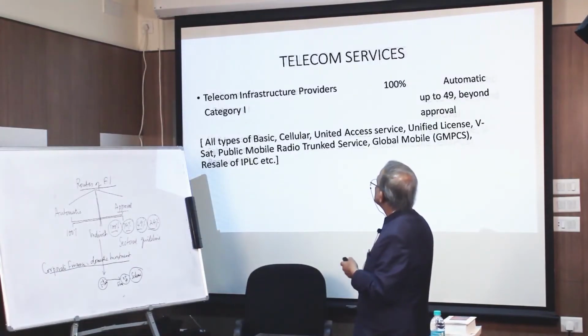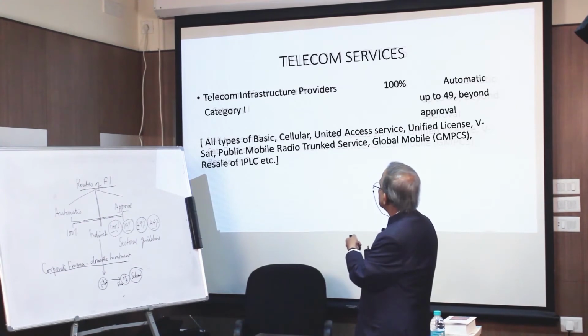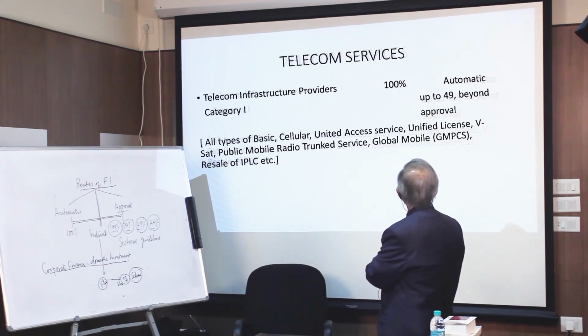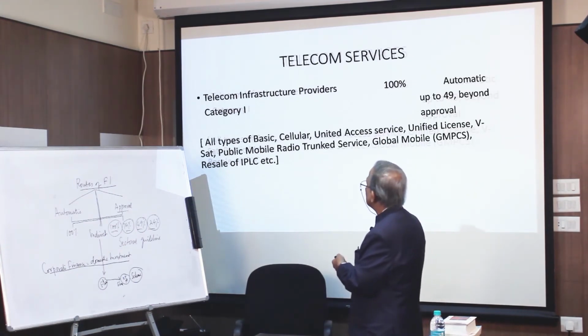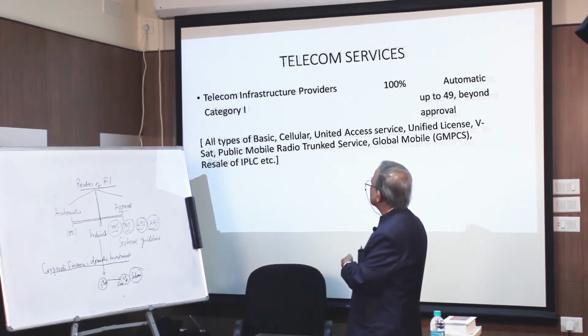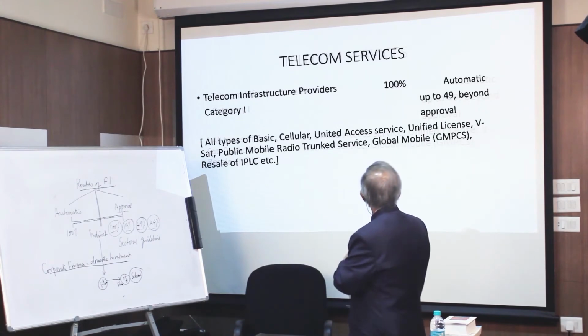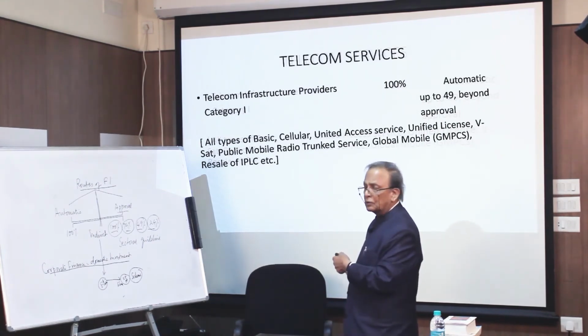Telecom: telecom infrastructure providers, category 1. These are the telecom category 1 people. Basic cellular, United Access, UAS, Unified License, public mobile trunk services, global mobile trunk services, these are all up to 100%, but not completely automatic. It is up to 49% automatic and beyond 49% is approval route. Many small firms are now entering this area. There they can take foreign funding, but they cannot take foreign funding beyond 49% without approval. Approval is necessary beyond 49%.